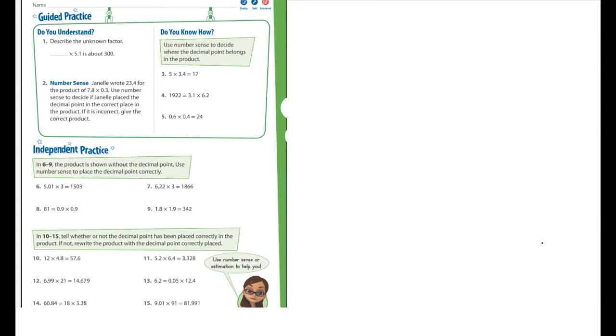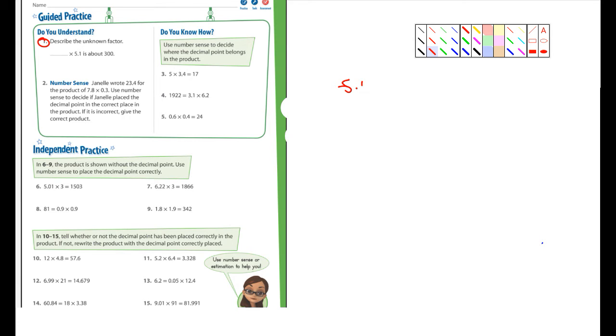It says, do you understand? And it says, describe the unknown factor, and it's 5.1 times something, I don't know what it is, and it's approximately 300. So my question is, what multiplied by 5 would be about 300? And some of you might think 6, because that's going to be 30, but that wouldn't be large enough. So the answer for number 1 is, I'm sorry, not 30, it's 60. Okay? So it would be 60 in number 1.